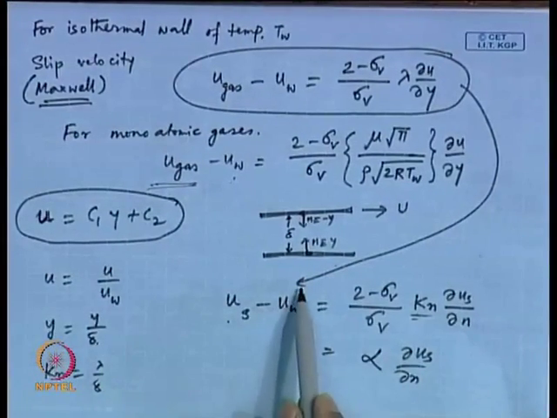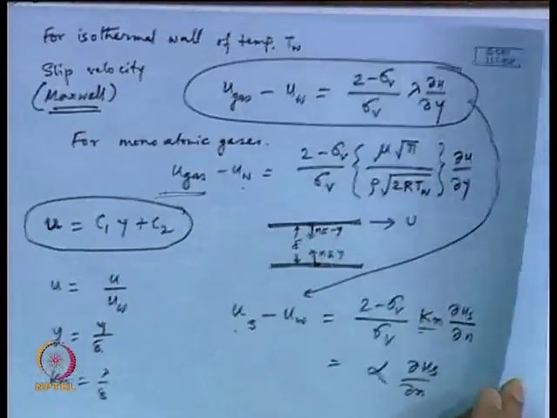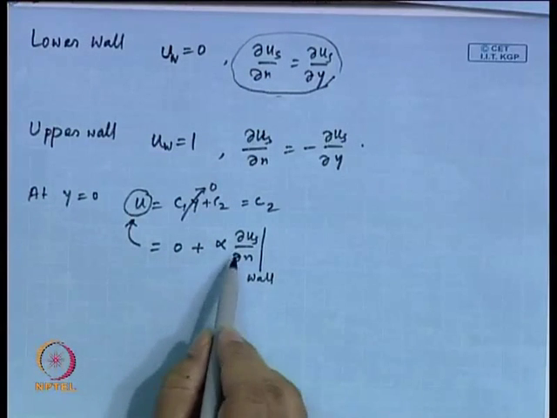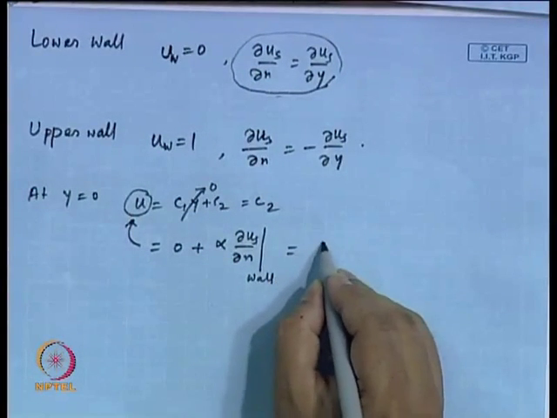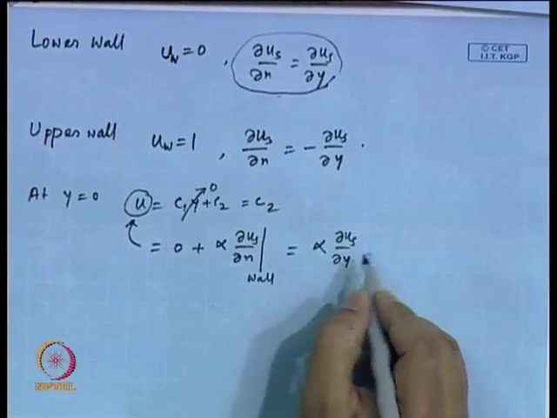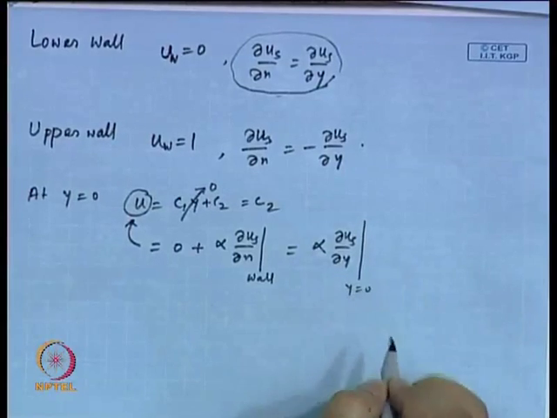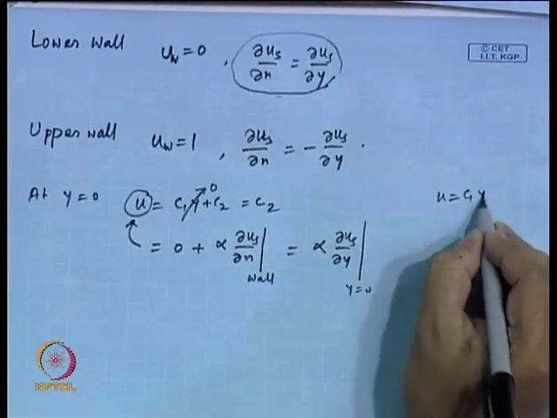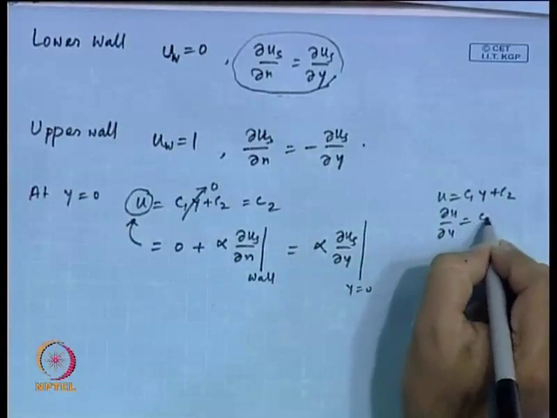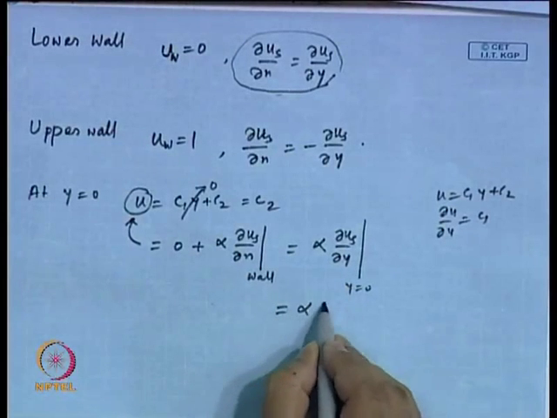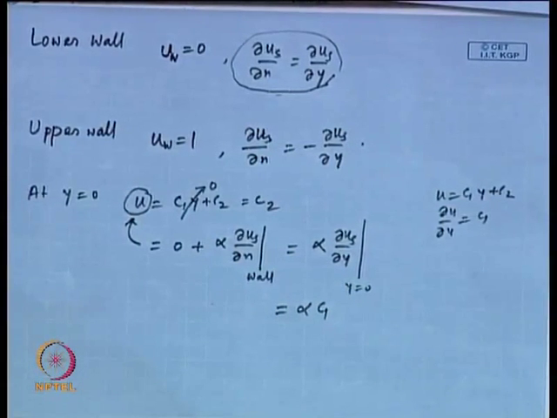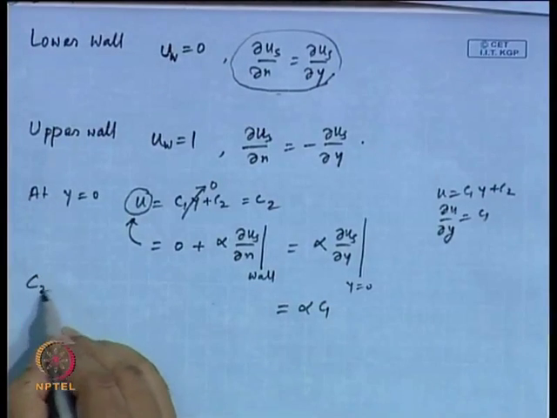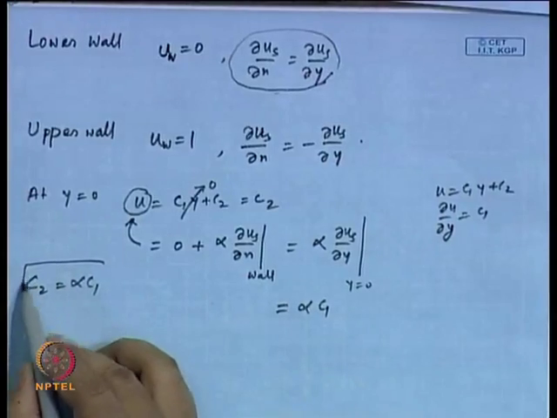We are assuming u_w to be 0 at the lower wall at y equal to 0, and on top of that at the lower wall ∂u_s/∂n is equal to ∂u_s/∂y. So we are writing this as 0 plus alpha ∂u_s/∂n, that is equal to alpha ∂u_s/∂y at y equal to 0. And what is this ∂u_s/∂y? If u is equal to c1 y plus c2, then ∂u/∂y is equal to c1. So we have alpha into c1. So one expression we have at our disposal is c2 equal to alpha c1.